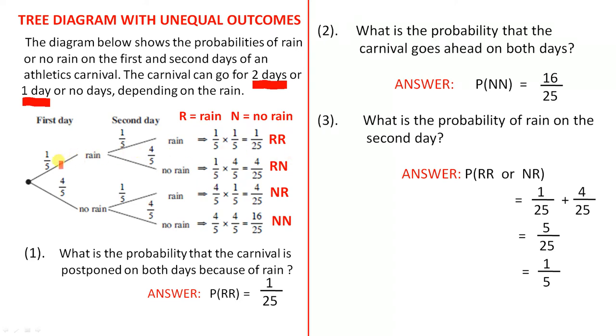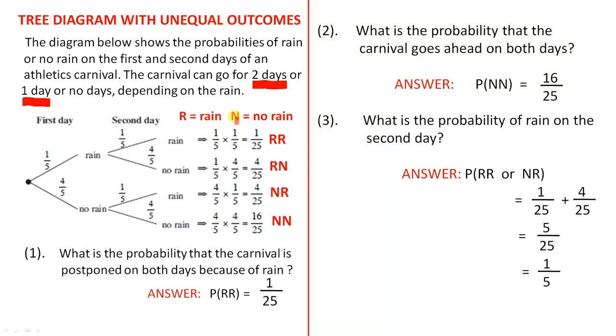Now, basically what we have here for the first day, you can have rain or no rain. There's a 1 in 5 chance that it'll rain, 4 in 5 chance that it won't rain. That's on the first day. And it's the same for the second day. 1 in 5 chance that it will rain, 4 in 5 that it will not rain. That's if it rains on the first day. If there's no rain on the first day, then for the second day there's 1 in 5 chance that it will rain, 4 in 5 there's no rain. So here are the possibilities.